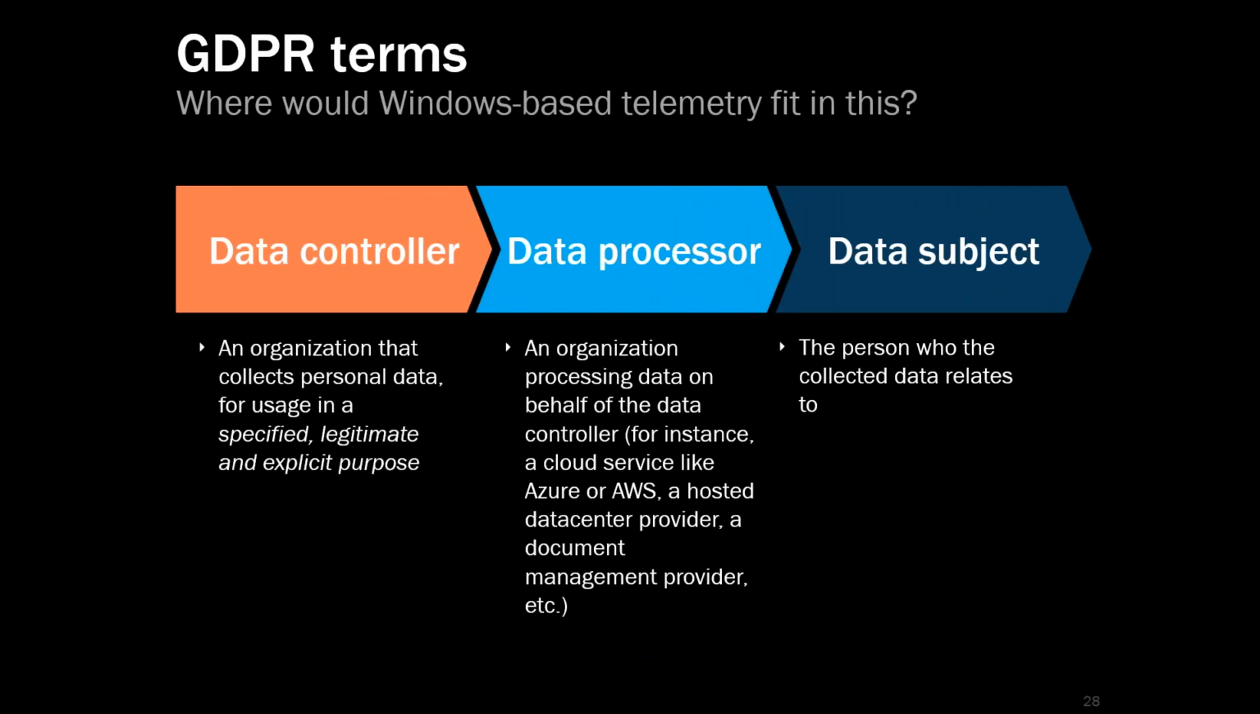So a quick run through of GDPR terms here. A data controller is an enterprise that collects personal data. You have to specify why you're collecting it. That has to be legitimate, and you have to be very explicit about it. Also explicit about how long you're going to keep it for, and if people ask you to delete it, how you're going to handle that. There's also a data processor, which is an organization that processes data on behalf of the data controller, like a cloud service or document management provider. And then there's the data subject, who's the person that data relates to.